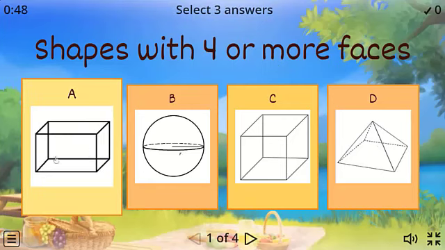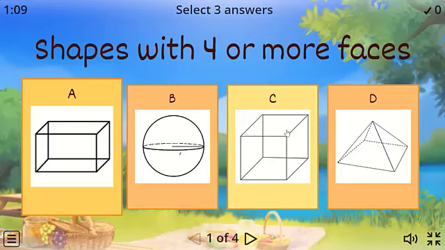or rectangular prism. The sphere has 0 faces, and 0 is less than 4. He wants 4 or more. So I don't want to choose the sphere.